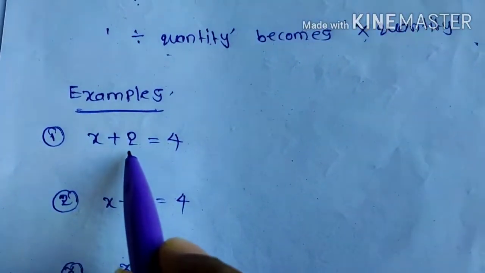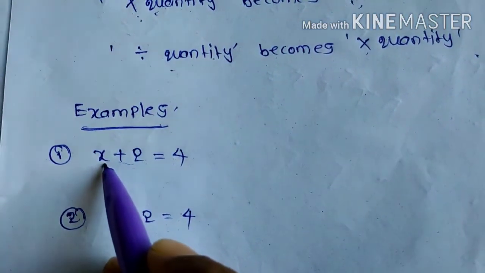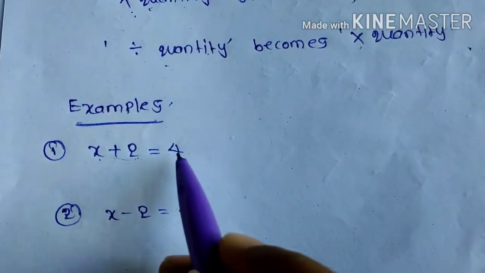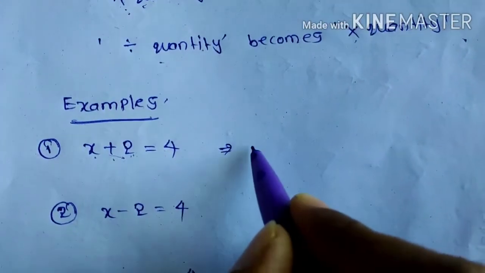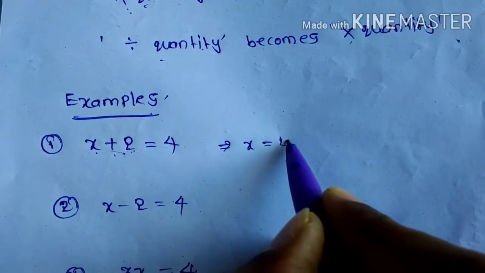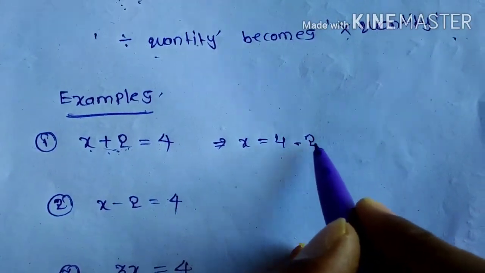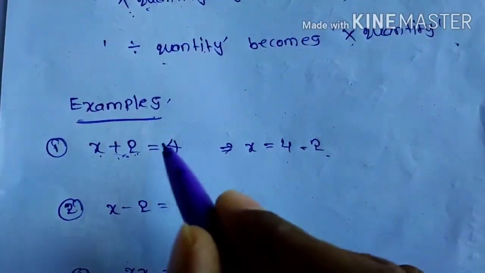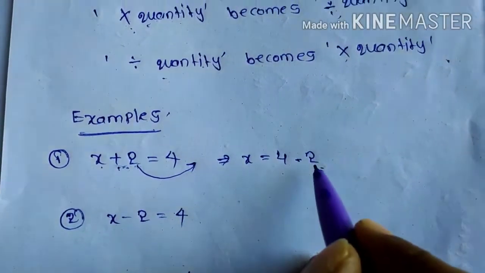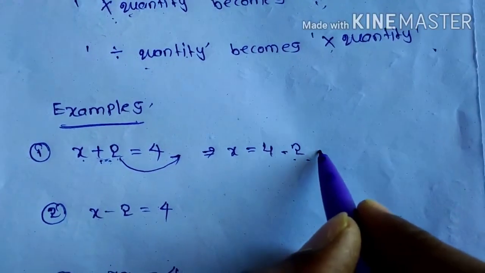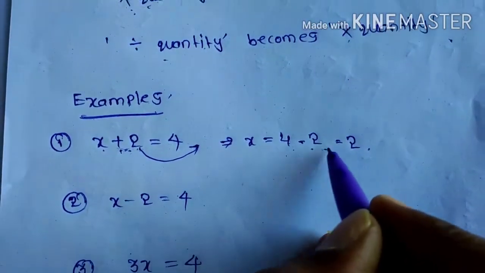Solve the simple equation x plus 2 is equal to 4. We need to find the value of x, so you can transpose 2 to RHS. 2 has the symbol plus, so it will become subtraction. Plus 2 becomes minus 2. Just now we have learned plus will become minus. Yes or no? If I am transposing 2 to RHS, plus 2 becomes minus 2. 4 minus 2 is how much? 2 only. You got the answer. Yes or no? 4 minus 2 is 2.